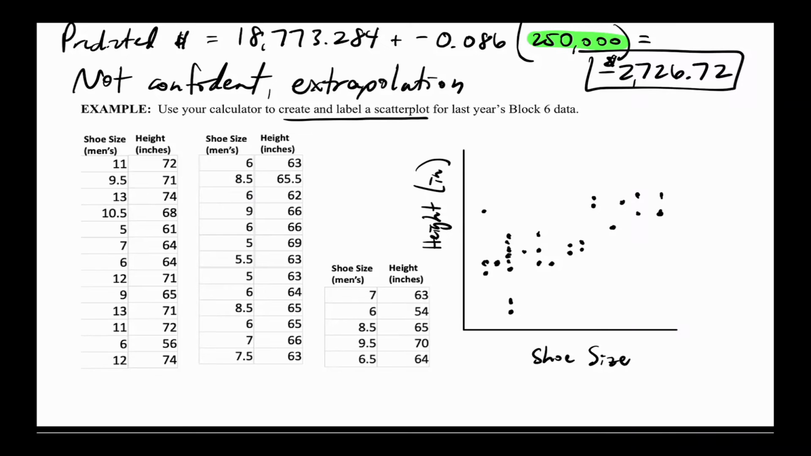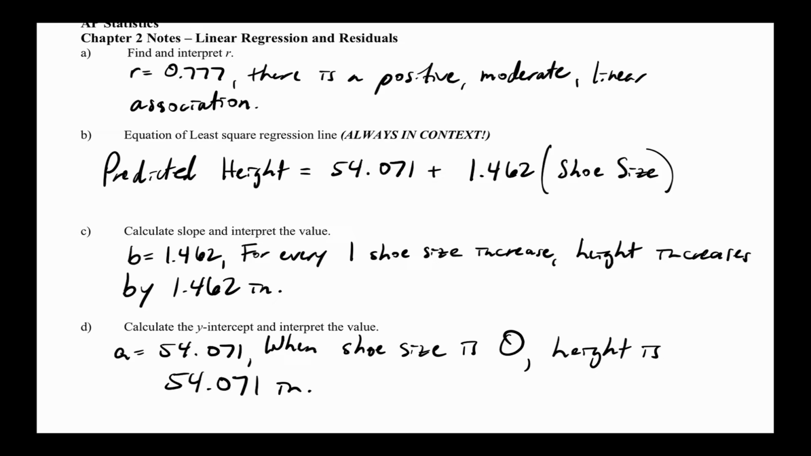All right. Okay, so yesterday we graphed them on the calculator. This is what they look like. And then we answered some questions on there, right? So we answered these questions here, A, B, C, and D. All right. Correlation is 0.777. There is a positive, moderate to strong linear association or correlation.